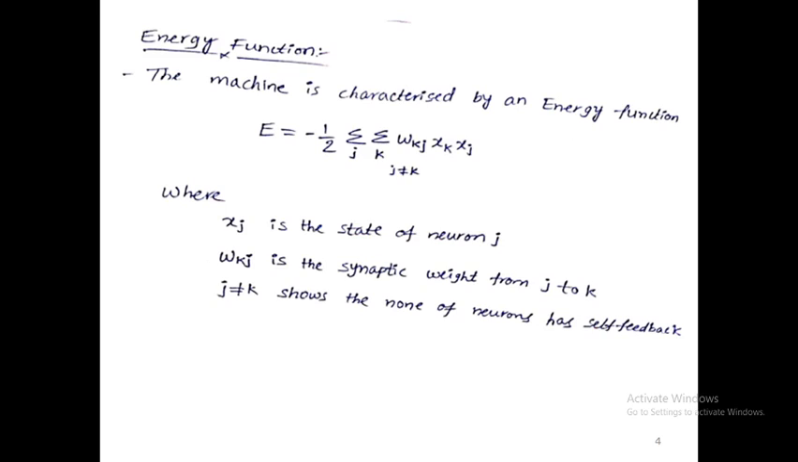And wkj is the synaptic weight from j to k, which is nothing but the connection link weight from j to k. j may be 1 to n, k may be 1 to m. Each input neuron is connected to all the output neurons, so multiple connection links will be there, and you get the connection weights wkj: w11, w12, w13, and so on up to w1m. Again w21, w22, w23, and so on up to w2m. Likewise. And j not equal to k shows that none of the neurons has self-feedback. So there is no self-feedback. That's why j is not equal to k in this energy function.